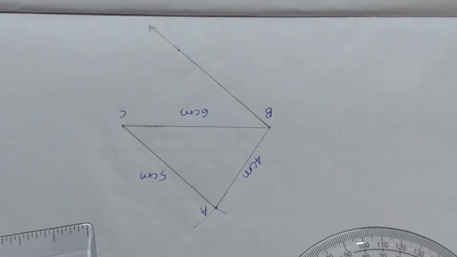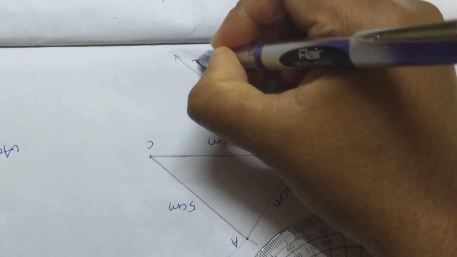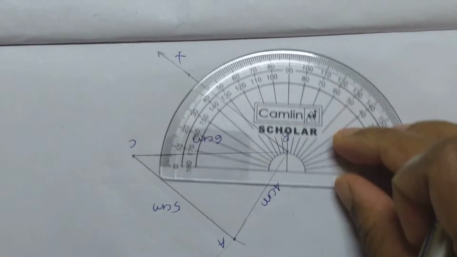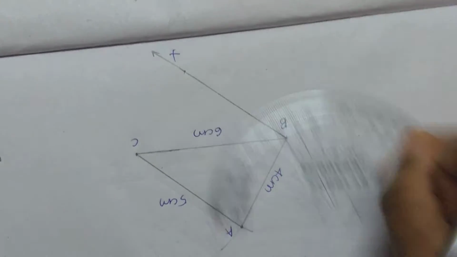See here I have drawn the ray B. Let it be X. So the ray is named BX. Let's see whether the angle is 40 or not. Yes, it's 40, right? Yes.